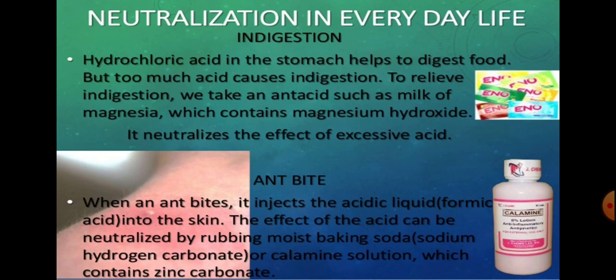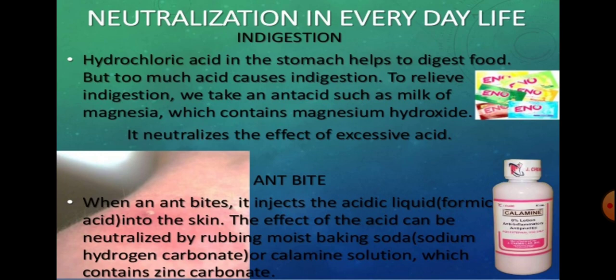Next is ant bite. When an ant bites, it injects an acidic liquid, that is formic acid, into the skin, and the effect of the acid can be neutralized by rubbing moist baking soda, that is sodium hydrogen carbonate, or calamine solution, which contains zinc carbonate. It means if an ant stings a person, then rubbing a mild base like baking soda solution on the stung area of skin gives us relief.